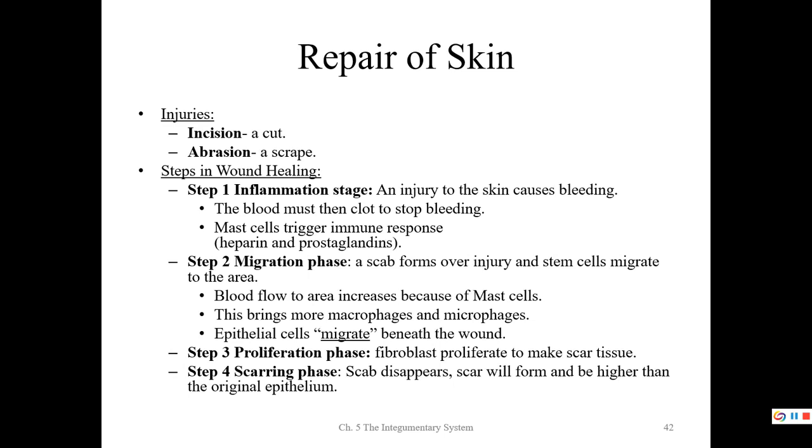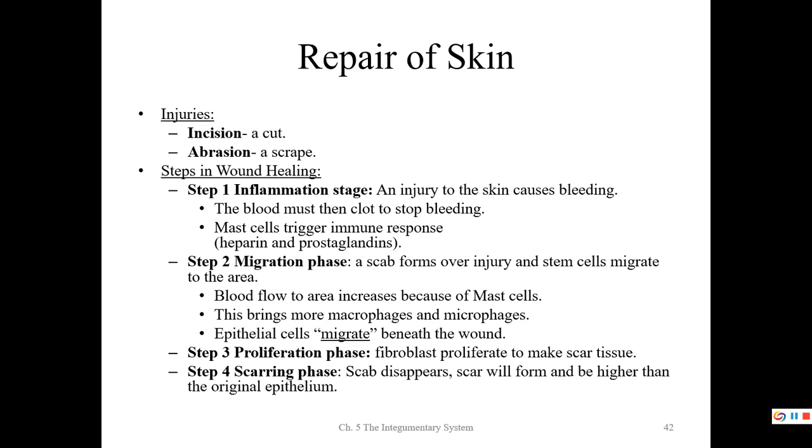Then what happens is the migration phase, where a scab forms over the injury and stem cells migrate to the area. They'll migrate beneath the wound, migrating epithelial cells. Blood flow to the area increases because of mast cells. This brings more macrophages and microphages to the area to fight infections, and this will cause the epithelial cells to migrate beneath the wound.